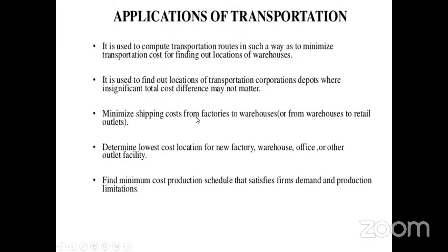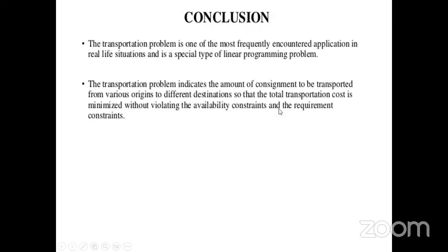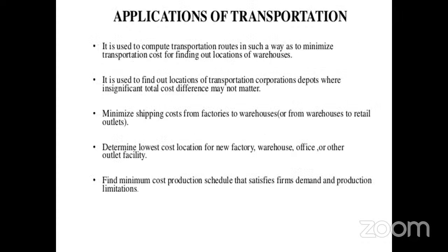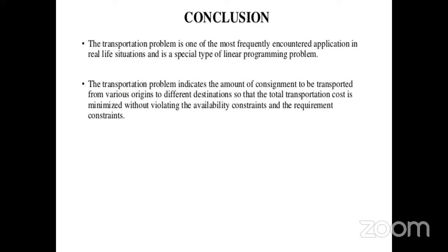Minimum shipping costs from factories to warehouses. At the time, we require this information compulsorily from warehouses to retail outlets. Determine the lowest cost location for a new factory, warehouse, office, or other outlet facility. To determine that also, they require this transportation problem. Then find the minimum cost production schedule that satisfies the firm's demand and production limits.